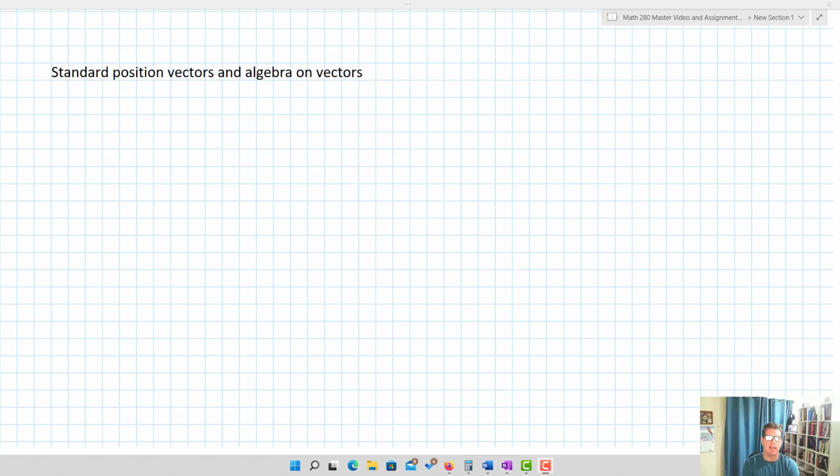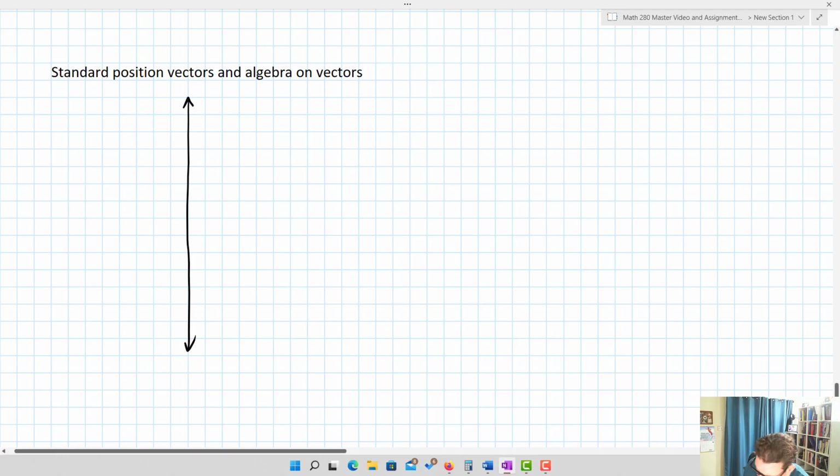So where we're going to look next is standard position vectors, and then start working with algebra on vectors. A lot of our algebra on vectors is going to utilize standard position vectors, or transform things into standard position vectors, so that we can then express the algebra between vectors. So let's start out with some standard position vectors.